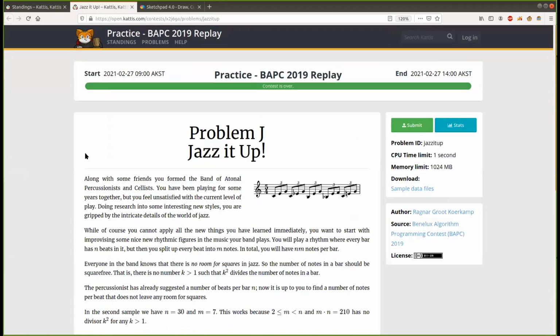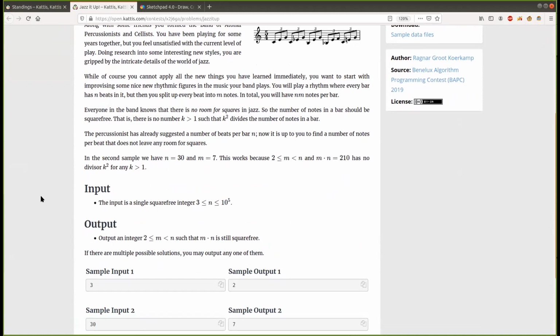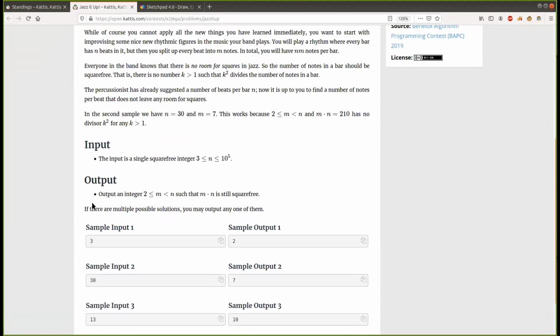As for J, it's really trivial, right? I haven't read it, so I don't know. Basically you have an integer with no squares in it, so none of its factors has a power of 2 or above, and you have to find another integer such that when multiplied it also produces a number with no squares in it. So you just sieve and find the first prime number that doesn't divide it. And you only have to go up to around 100, or even less. Okay, makes sense.